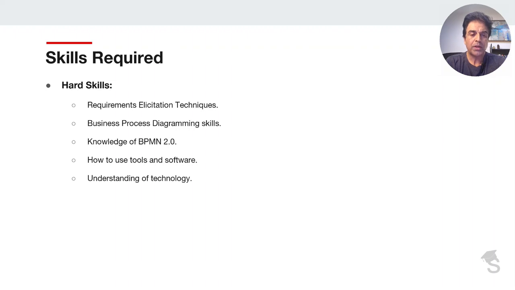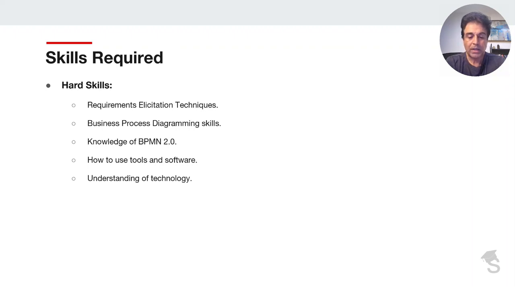Now, here the last point is understanding of technology. While you don't have to be an expert or hands-on developer or a technical person, as a business process analyst, you should be very well versed in the latest technological advancements, concepts, and ways to leverage the technology to make the processes efficient, effective, and optimize them.